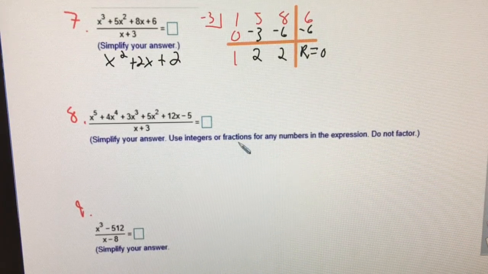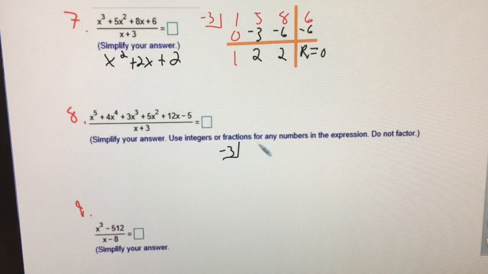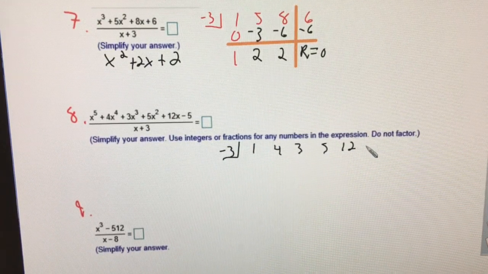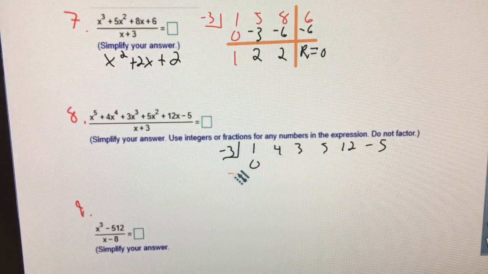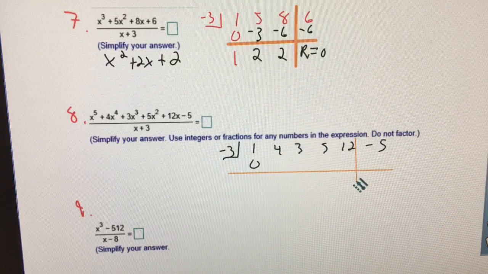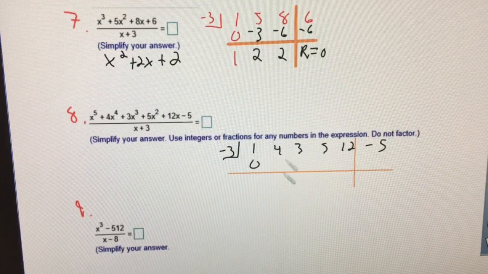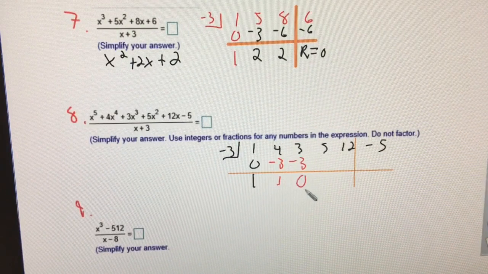Backwards box. I put -3. Coefficients are 1, 4, 3, 5, 12, -5. It's getting a little long. I put a 0 there. Remainder column. That's going to give me a 1. I multiply. That gives me -3. That gives me 1. That gives me -3. That's a 0. I have to save that place later.